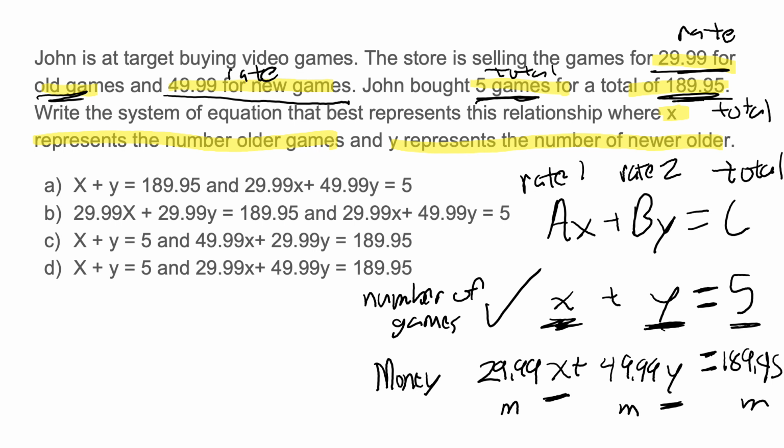So looking at the first one, this one's wrong because they got the numbers in the wrong place. This is supposed to be 5 right here, so that's wrong. First equation looks weird. So they got 29.99 and 29.99, so we know that's wrong. Looking at C, x plus y equals 5, so that deserves a check. But then we look at the next one. That is wrong because we know that the old games cost $29.99, so that is wrong. So the answer is D.